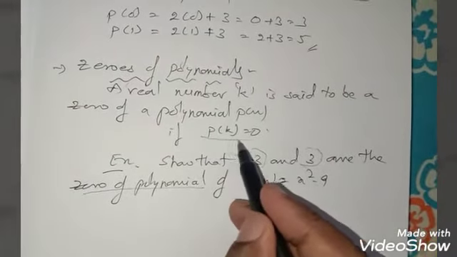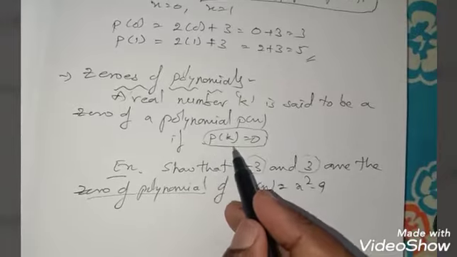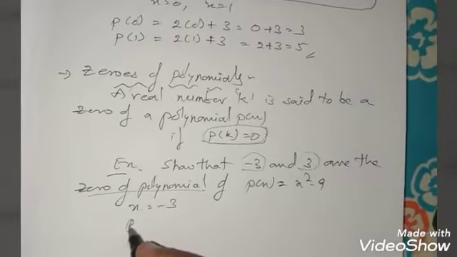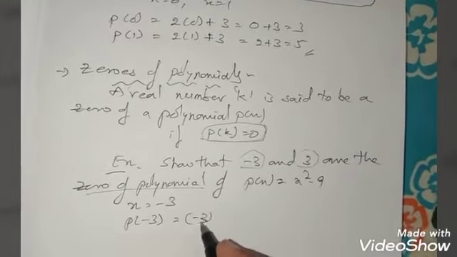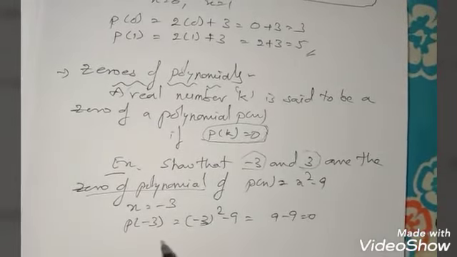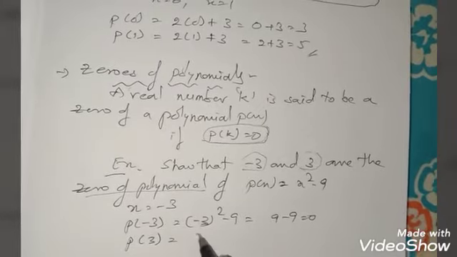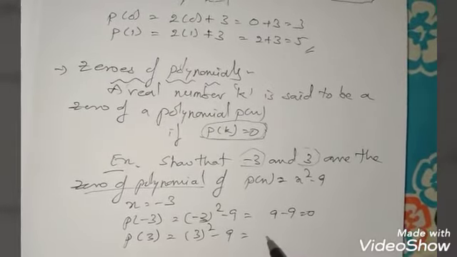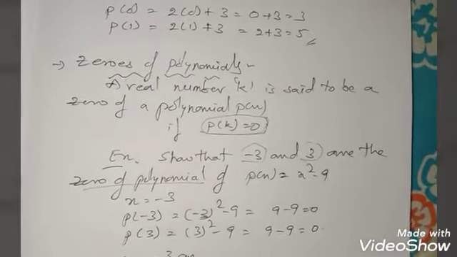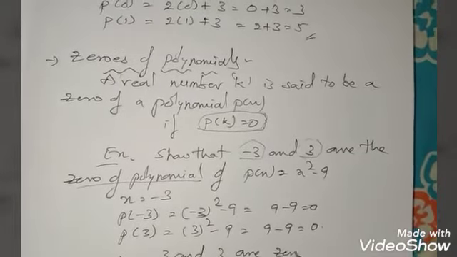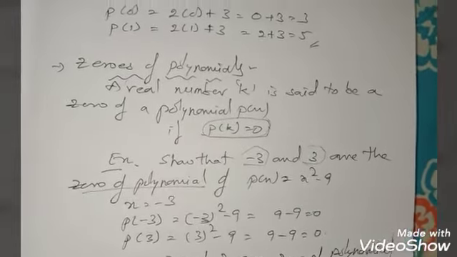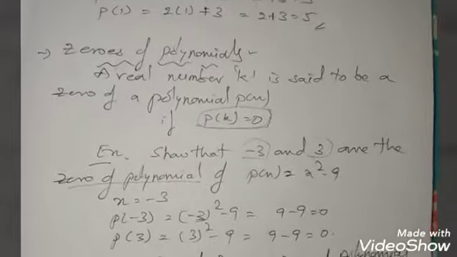As per the definition of a zero of a polynomial, if you substitute the value of x, you should get 0. Now if I take x is equal to minus 3 as the first value, that is p of minus 3 is equal to minus 3 square minus 9. So minus 3 square is 9, 9 minus 9 is equal to 0. Next, if I substitute p of 3, that is 3 square minus 9. 3 square is 9, 9 minus 9 equal to 0. So we can say therefore minus 3 and 3 are zeros of the polynomial. So like this we are finding the zero of a polynomial.